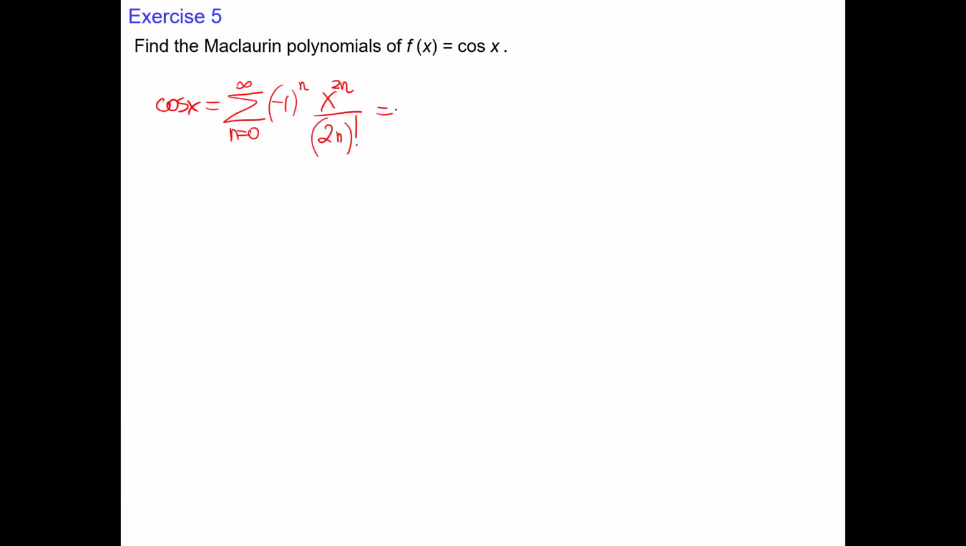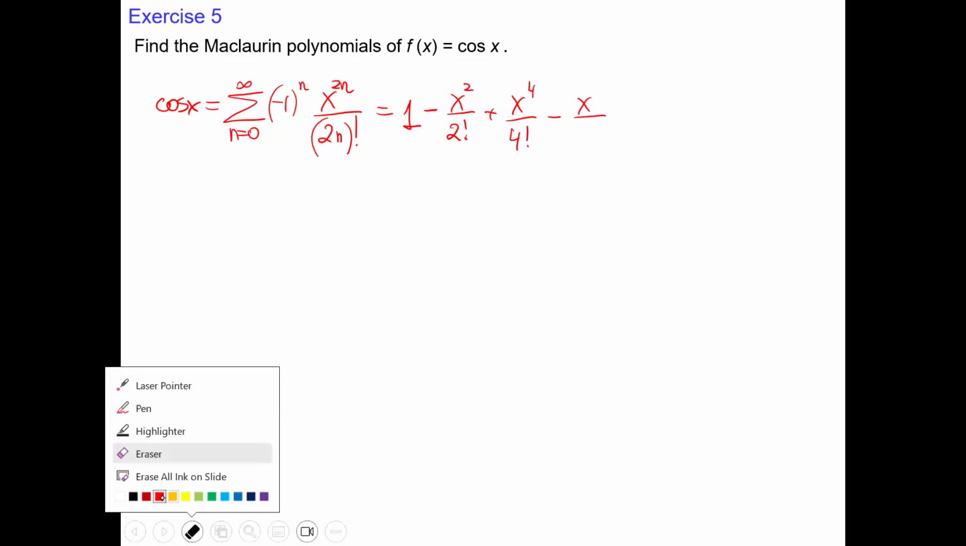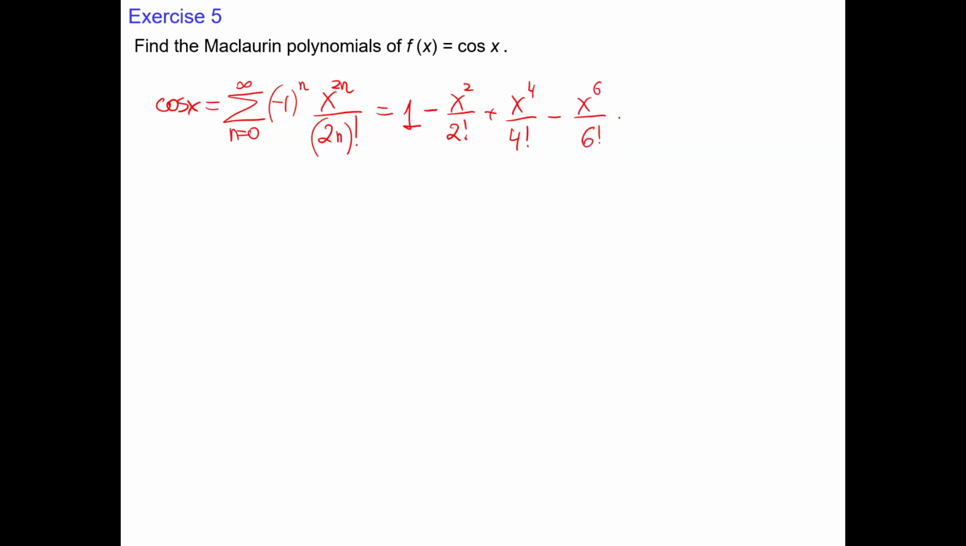Okay, that means when n is 0, this is 1, and then minus x to the power of 2 over 2 factorial, plus x to the power of 4 over 4 factorial, minus x to the power of 6 over 6 factorial, and so on. Only even numbers.